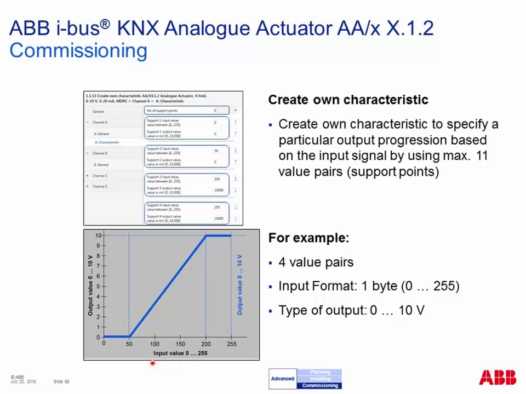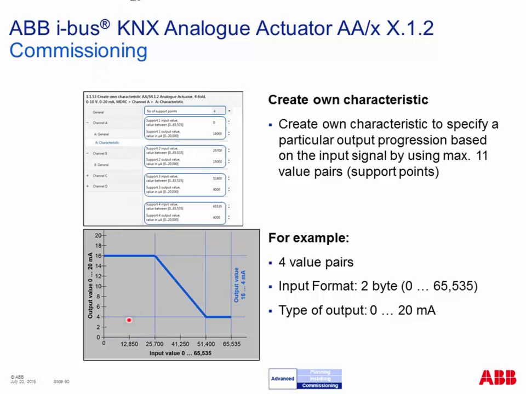For example, we can say, okay, we have up to 11 value pairs. Let's do it with 4. The first pair is 0, 0. The next one is when we have the input value 50, we still have 0 on our output. When we have 200, on the output we want to have 10 volts. And more than 200, we still have 10 volts. So here our 4 value pairs: 0, 0; 50 in, 0 out; 200 in, 10,000 millivolts out; and 255 also 10,000 out. So for a signal between 0 and 50, the output signal is still 0. And between 50 and 200, we have a linear behavior. And for input values more than 200, we still have our 10 volt. This is, for example, possible.